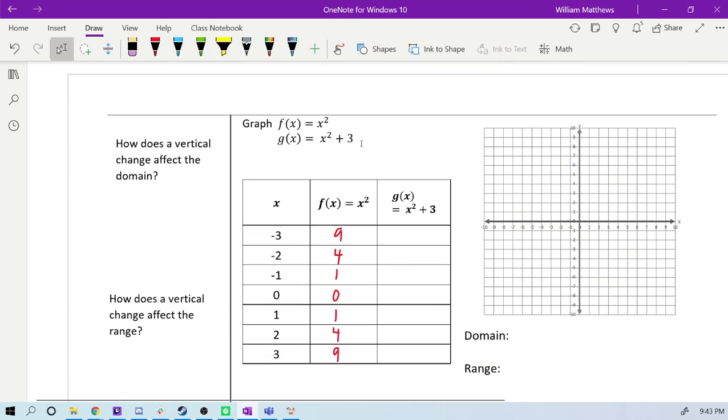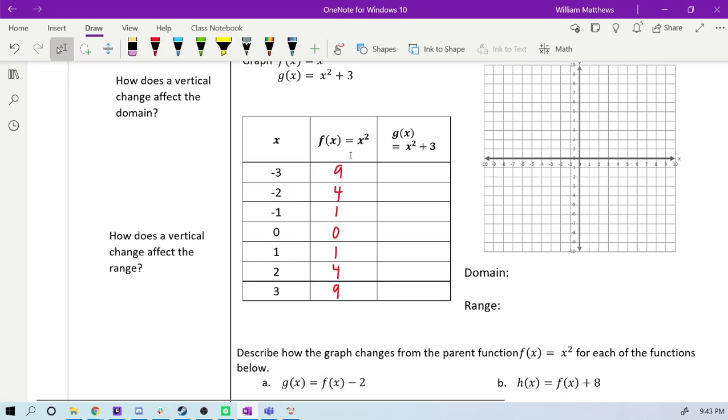Another example is if we change the d to a positive number, we add 3 this time. So this is the same as taking our output of the parent function and adding 3 to each one. So if we did the math, that would be negative 2 squared, which would be 4. And then we're adding 3, which gives us the 7. Positive 2, 3.